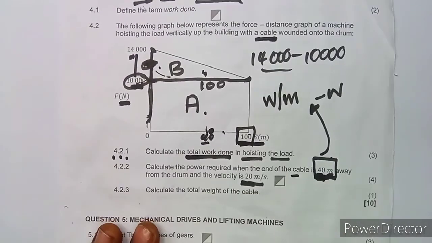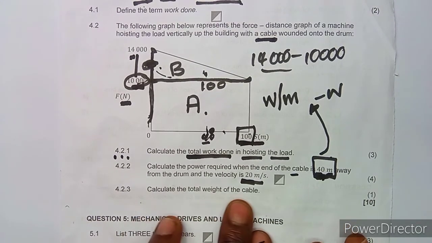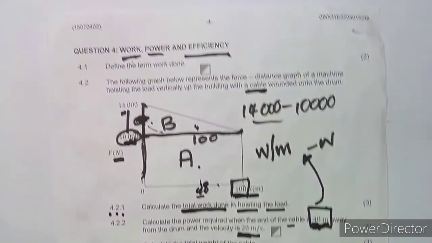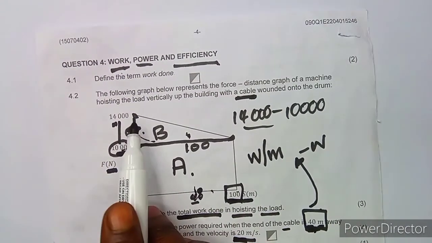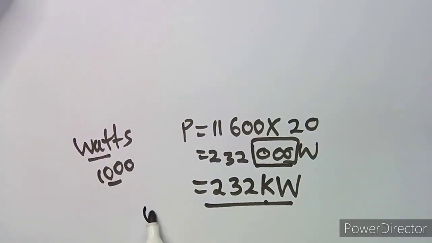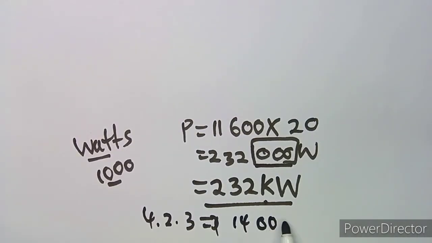Then the other question on 4.23 was to calculate the total weight of the cable. In this case, the total weight of the cable is actually just the difference between these two, because this is the cable. So it's 14,000 minus 10,000, that is the weight, which is going to give us 4,000 newtons.